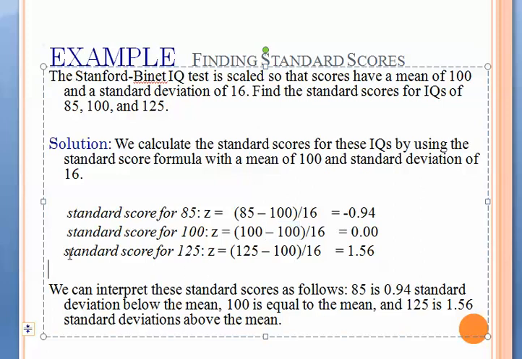And finally, for a score of 125 to find the z-score, we do 125 minus 100, which gives us 25, divide by the standard deviation of 16, and we get 1.56. That means that a score of 125 is 1.56 standard deviations above the mean.